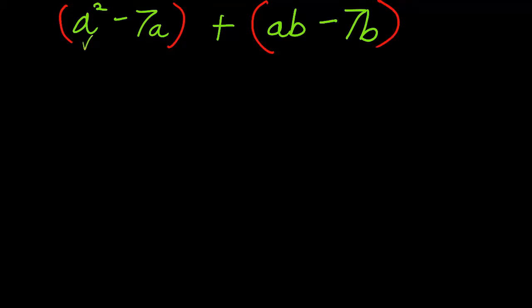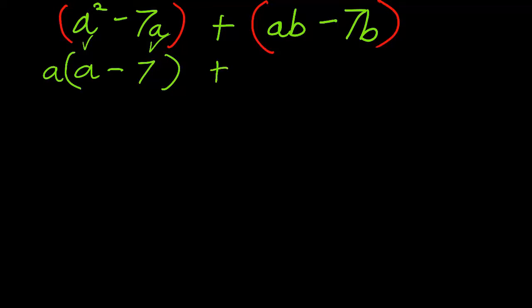Both of these terms have an a in them, so I'll pull out an a, and then a times what is a squared? Well, a times a is a squared. Copy the minus sign. A times what is 7a? Well, 7. Because a times 7 is 7a. We've taken care of the first set of parentheses.